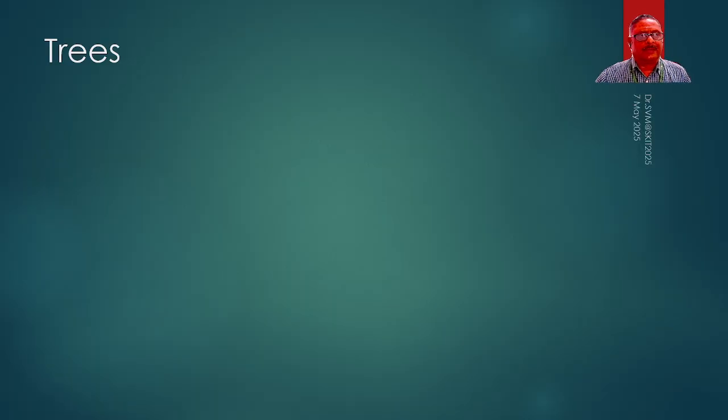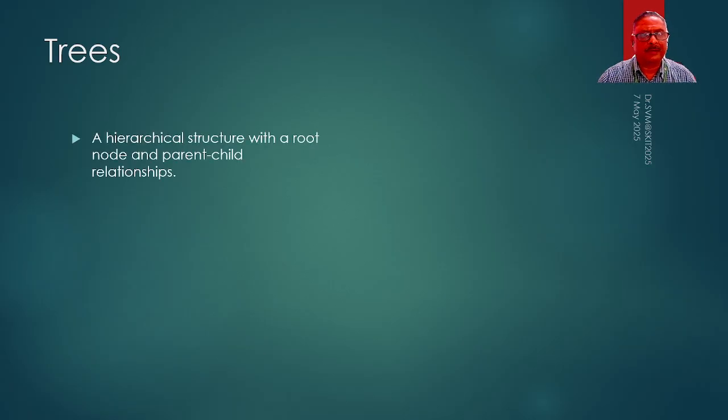So all these we discussed were of linear type. Then next we have what we call trees. Trees are very good data structures when we want to work in hierarchy. That's a hierarchical structure with a root node, parent-child relationships and all.